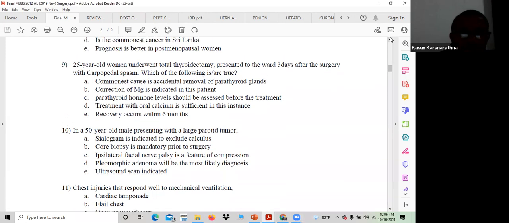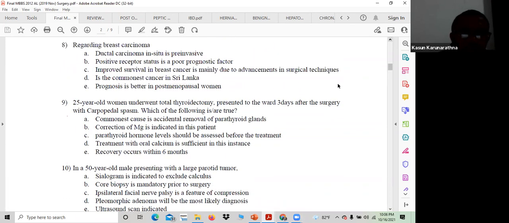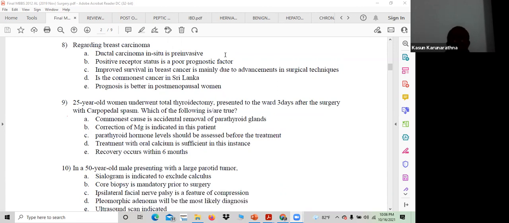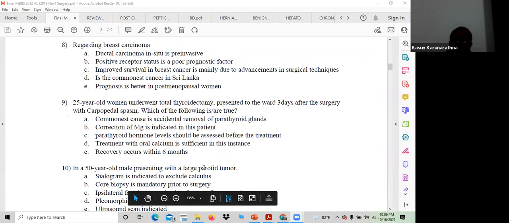There's a question 8D. Can't mark 8D. Commonest carcinoma in Sri Lanka, it will be oral. Commonest cancer, breast CA, commonest cancer among males will be oral cancer, no? Who says oral cancer is commonest cancer? Your evidences.